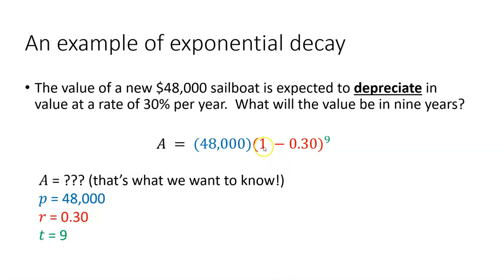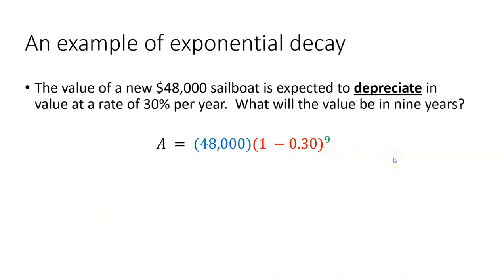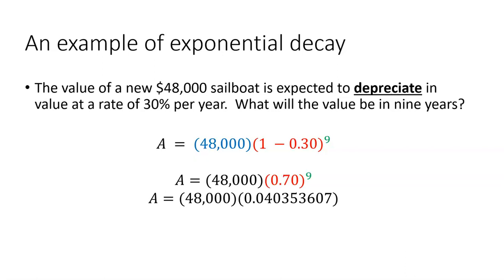And then we'll subtract 1 minus 0.30 and get 0.70. And that makes sense. If you think about it, if you lose 30% of your value, at least you get to keep 70% of your value. It's just a different way of looking at it. Then we'll take care of the exponent. And then finally multiply times the 48,000.